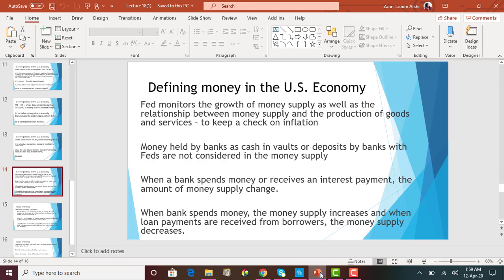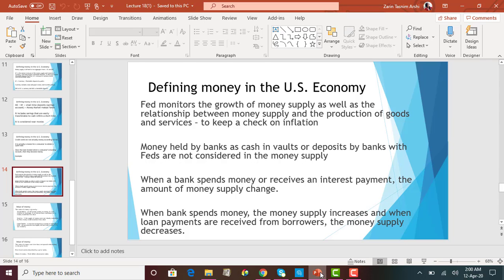And again, on this slide, if you see money held by banks as cash in vaults or deposits by banks with the Fed, these are not considered part of the money supply. So make sure you remember these. Another thing you need to remember is when banks make a loan. If you look at the last example I was talking about, when Bank of America made a loan of $5,000 to Sarah and that loan comes to Sarah's account, then it's included in M1 and the money supply goes up. So when banks are making loans to consumers or to businesses, the money supply is going up.